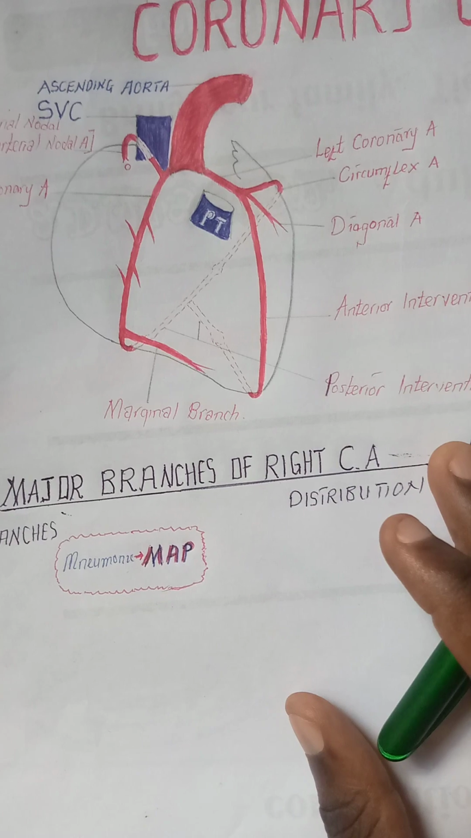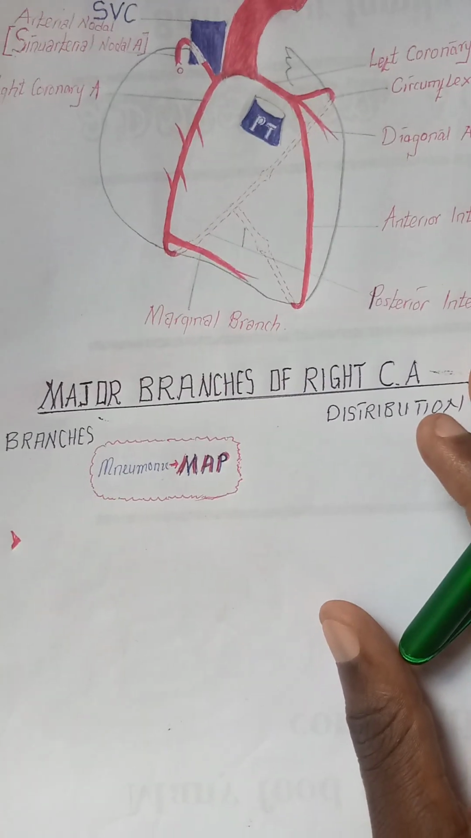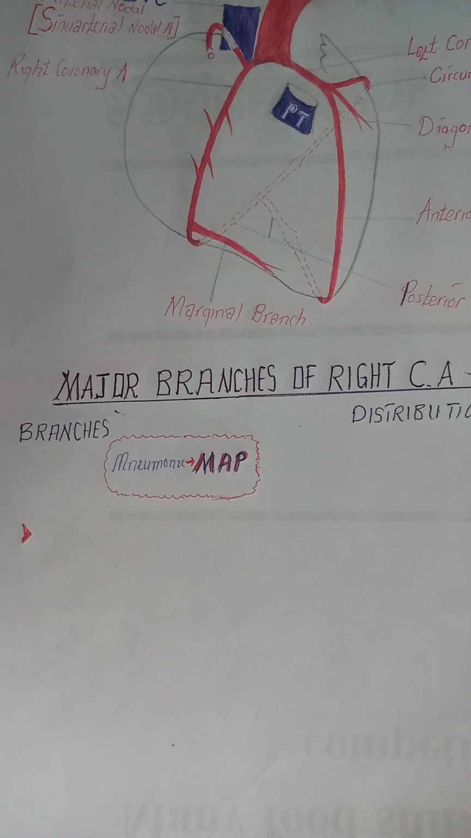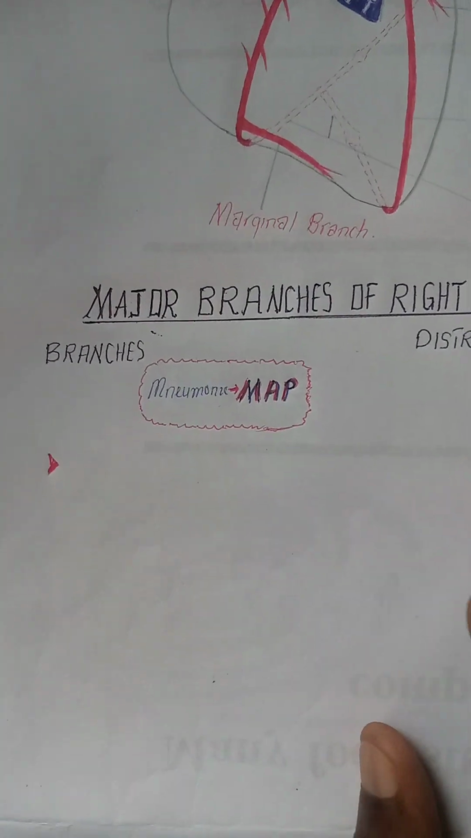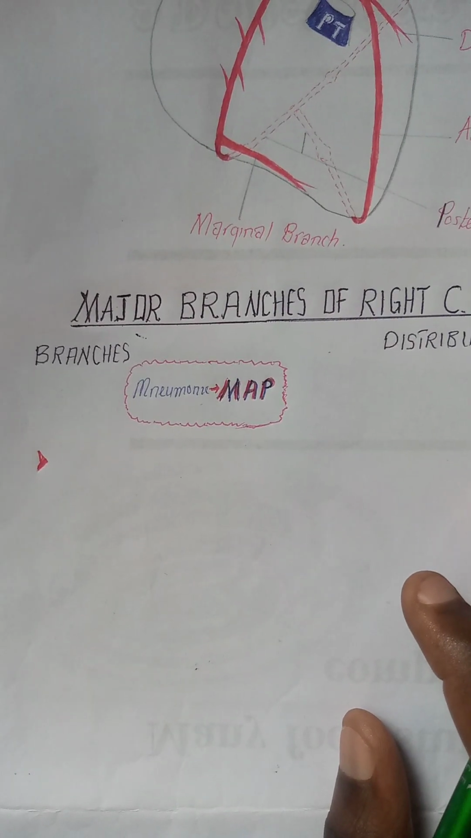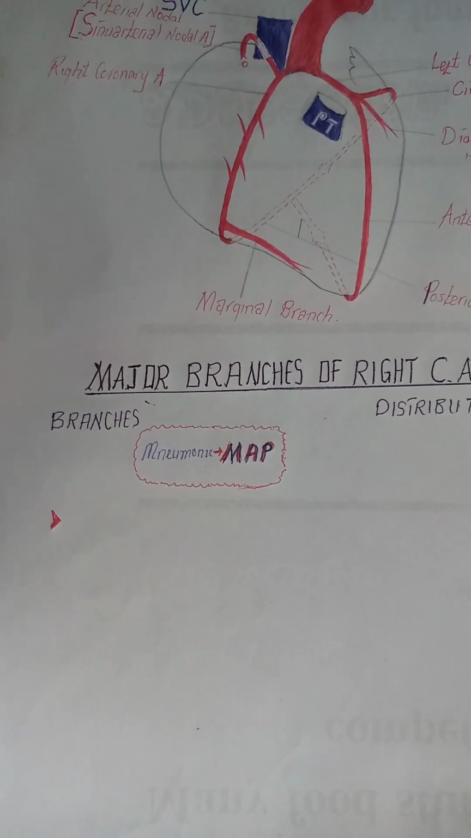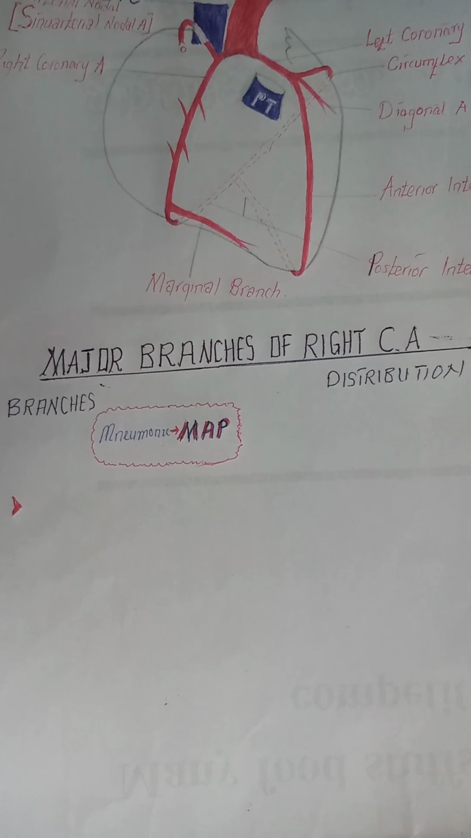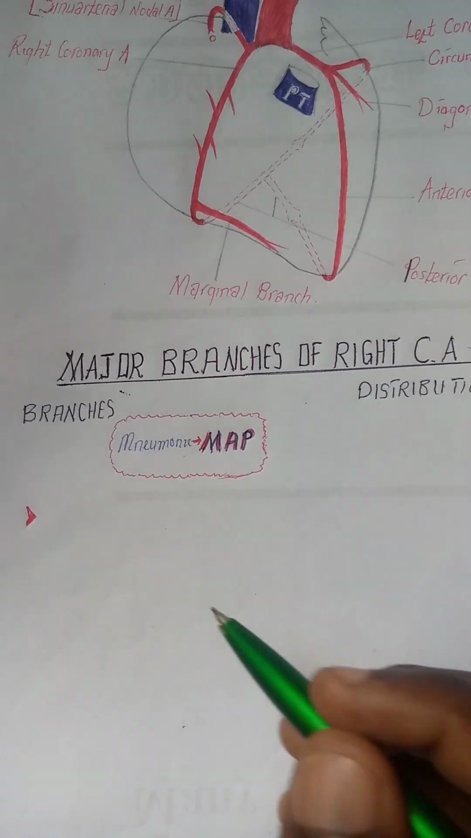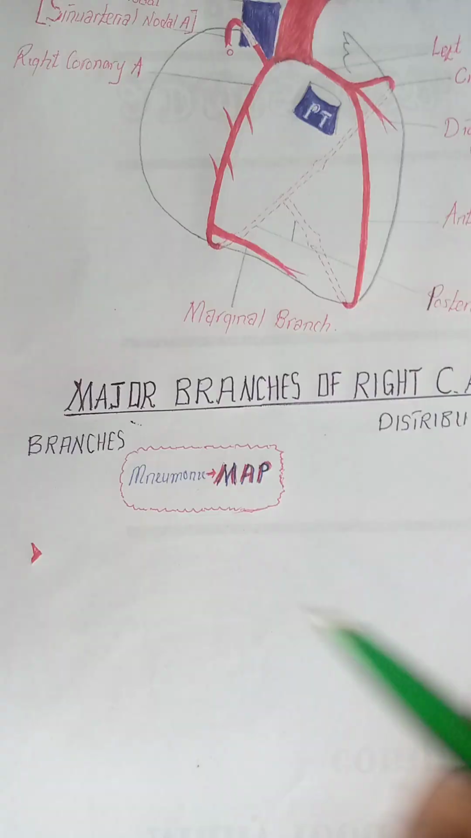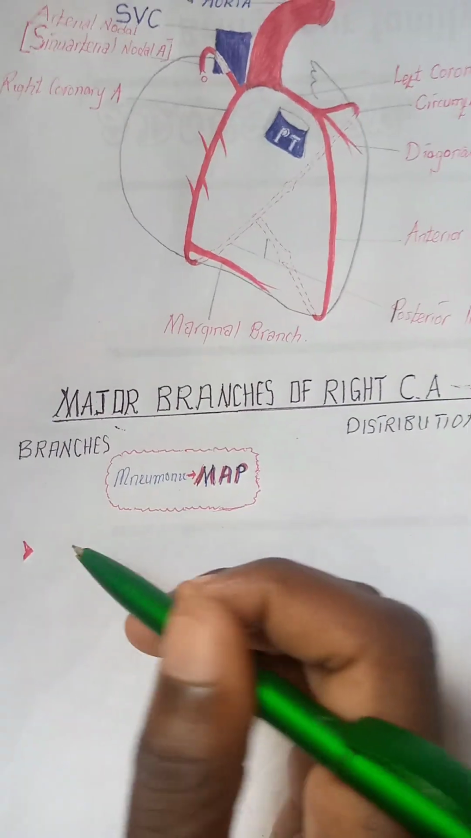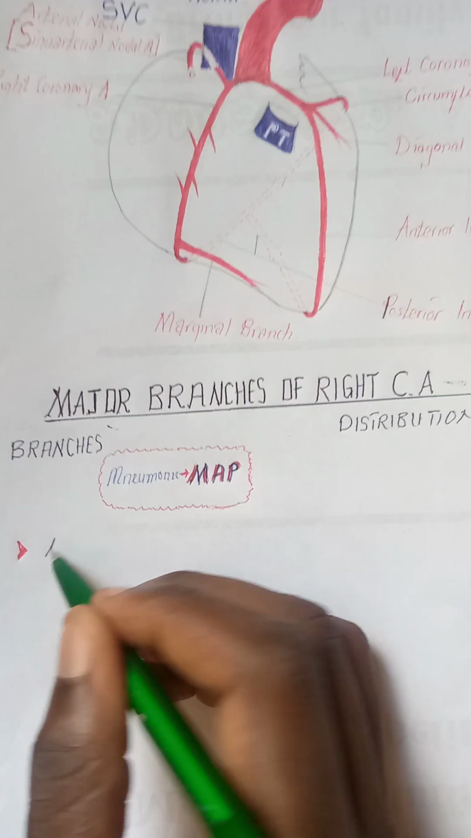So we go through the branches. This is our main interest, the branches and their target area. When we talk about the branches of the right coronary artery, we can use this mnemonic map. We start with the marginal branch. This is the one here, which you can see. The marginal branch is the first one.